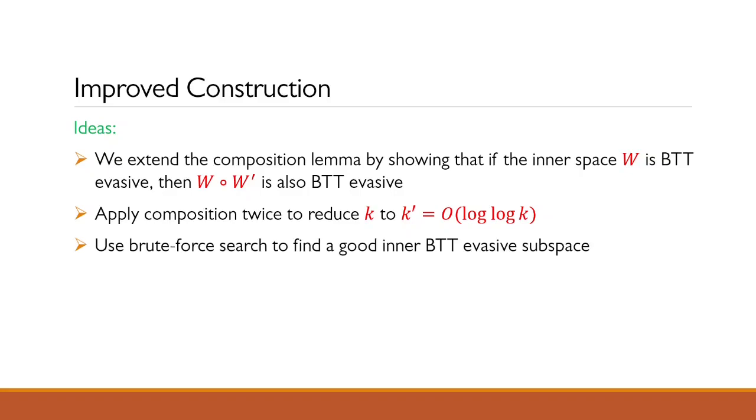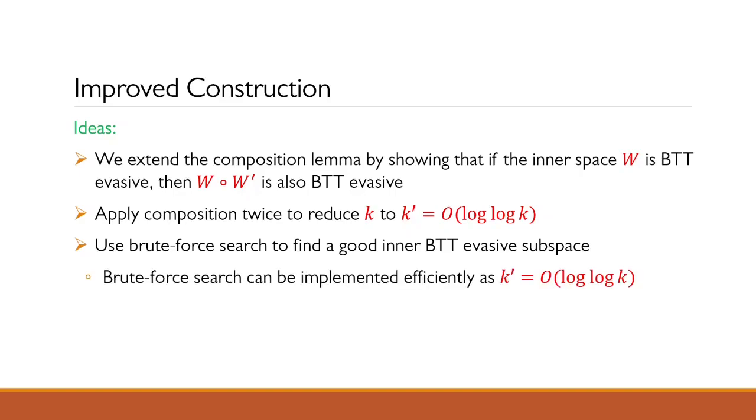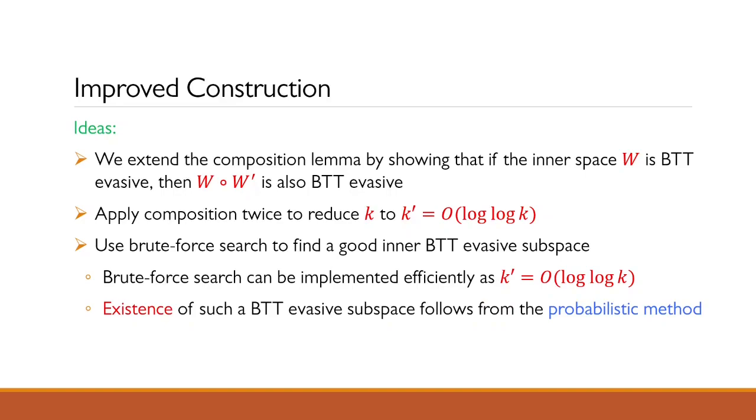And then instead of continuing this chain of compositions, we use brute force search to find a good inner BTT evasive subspace. And normally brute force search would take exponential time, but here it can be implemented efficiently since we have already reduced k to log k, and a function that is exponential in log k is only subpolynomial in k. And we also need to prove that the good BTT subspace exists, and this follows from the probabilistic method.